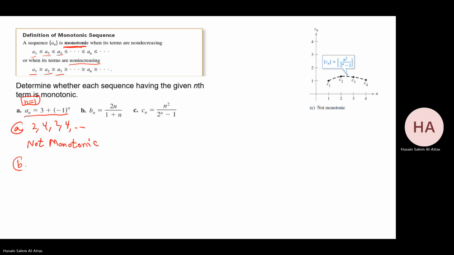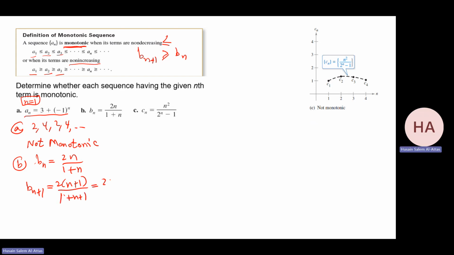Go to the second one, which is 2n over 1 plus n. This is the second sequence. I have to check if it's decreasing or increasing, but I also accept if they are equal. I need to do a trick in this one. To check if it's decreasing or increasing, I need to check Bn plus 1 and Bn, either this is always greater than or less than, with the equality. So the trick which I will do, I'll write Bn plus 1. What is Bn plus 1? Its expression is 2 times n plus 1 over 1 plus n plus 1, which is 2n plus 2 over n plus 2. Now I need to compare Bn plus 1 with Bn.